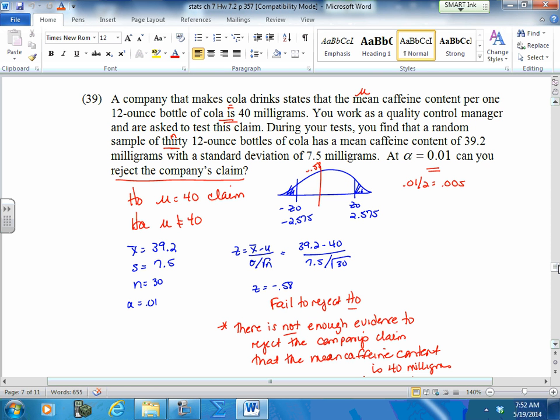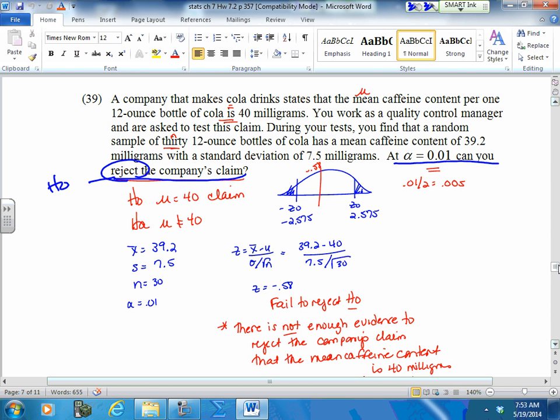So let's follow one through. A company that makes cola drinks states that the mean caffeine content of 12 ounce, we don't need the 12, is equal to 40 milligrams. There's your statement. That's the claim. And if you don't catch the claim there, you'll catch it here at the very end. Can you reject the company's claim?